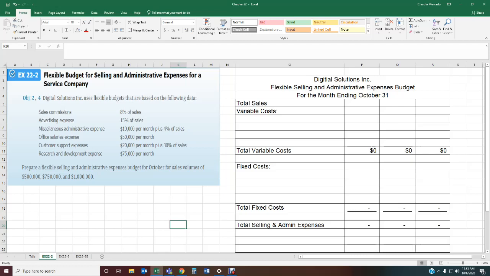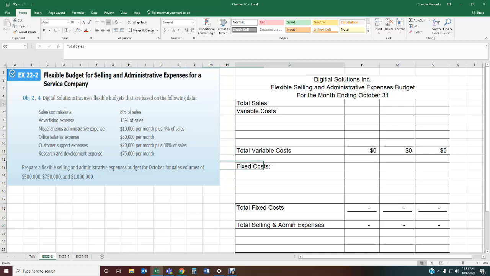We are being asked to prepare a flexible selling and admin expense budget for October for sales volumes of $500,000, $750,000, and $1 million. So we're going to see how the different components impact our final total selling and admin expenses using the flexibility of having three different sales amounts. This is what a flexible budget looks like, so we can get a better idea of what would happen if we had these sales.